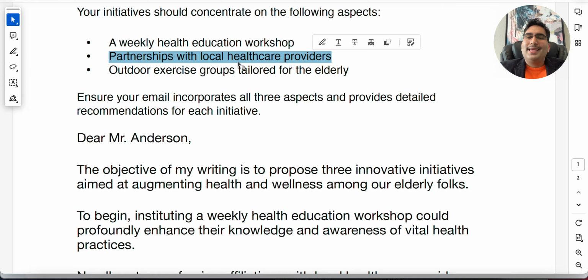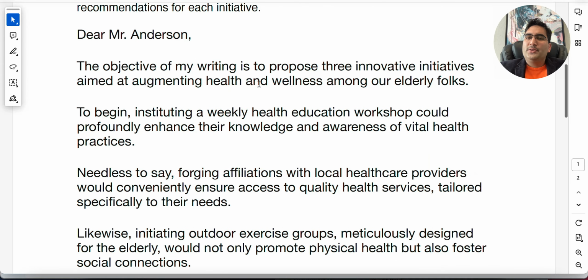Partnerships with local healthcare providers. Has the student rephrased it? Well, he said affiliations, which is a great synonym of partnerships. Local healthcare providers, he's leaving that verbatim because, again, we want to show the AI that it is mentioned.